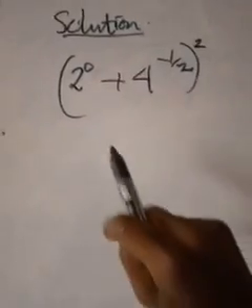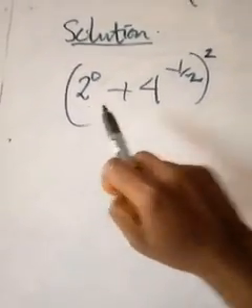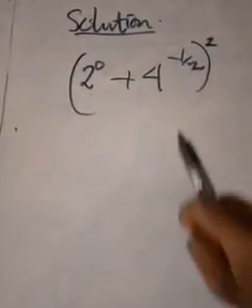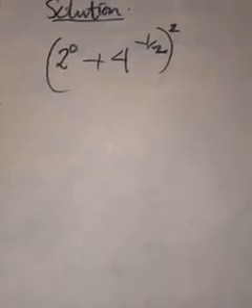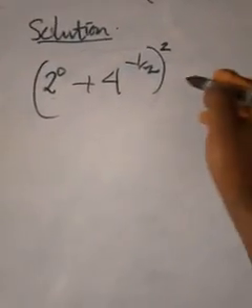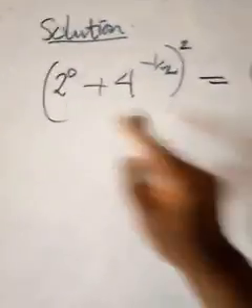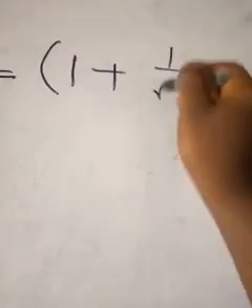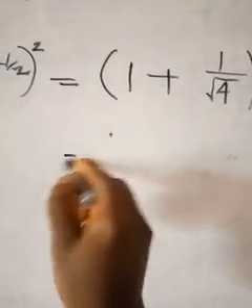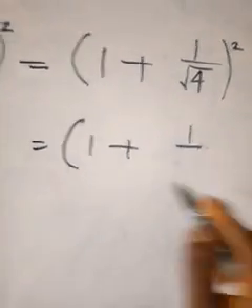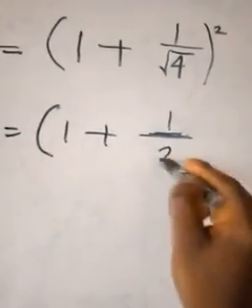In this case, you start your solution from 2 raised to the power 0, because anything raised to the power 0 is going to give us 1. Then next is 4 raised to the power minus 1 over 2, which is a number raised to a negative fraction. We simplify accordingly. This will give us 1 plus, then 4 raised to the power minus 1 over 2 gives us the inverse of the square root of 4. Then everything squared. Then we have 1 plus 1 over the square root of 4, which is 2.